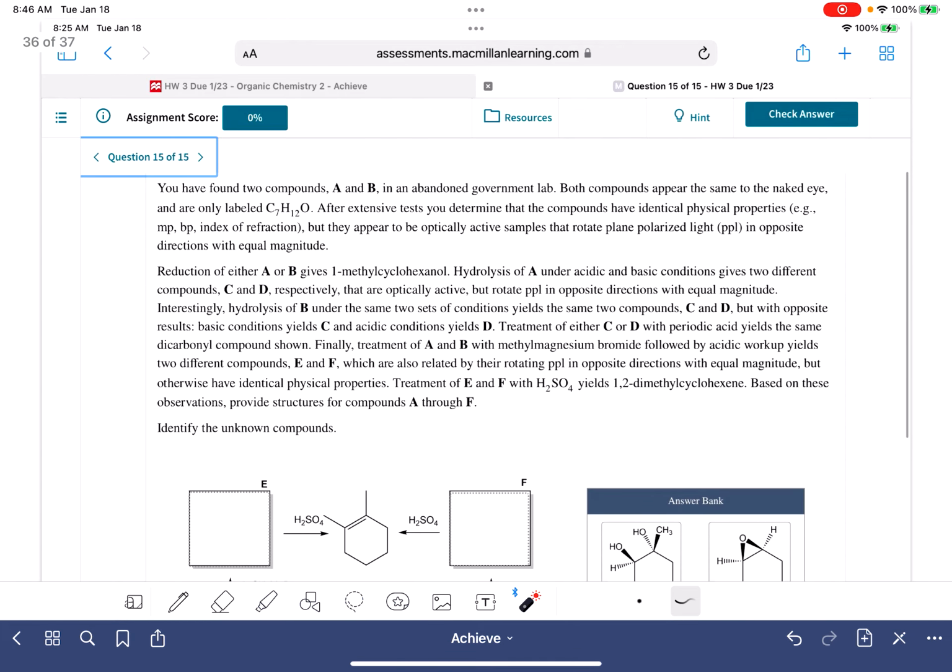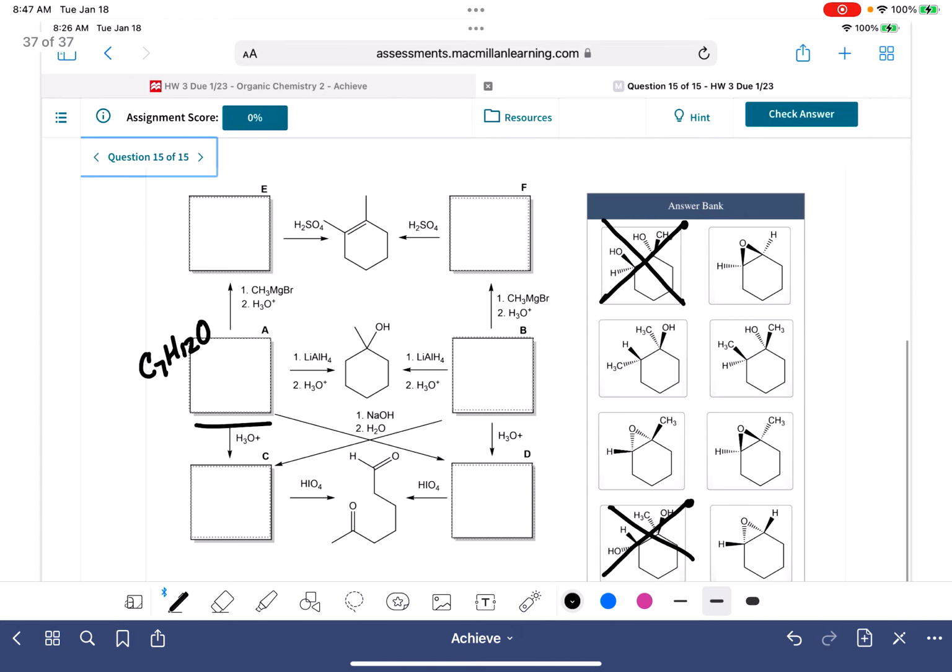Also, another hint, it tells you that the compounds A and B have identical physical properties. Same melting point, same boiling point. They appear to be optically active, rotating light in opposite direction with equal magnitude. This means that they are enantiomers of each other. It's been a long time since we talked about this, way back in chapter 5. Enantiomers are the mirror image molecules that rotate light in opposite direction. So A and B must be enantiomers of each other, mirror images of each other.